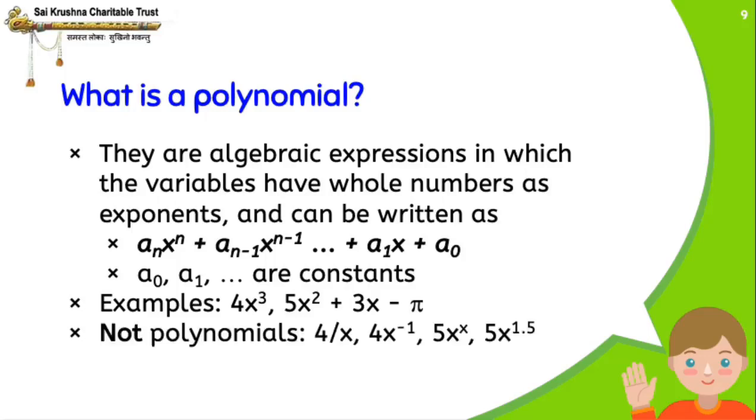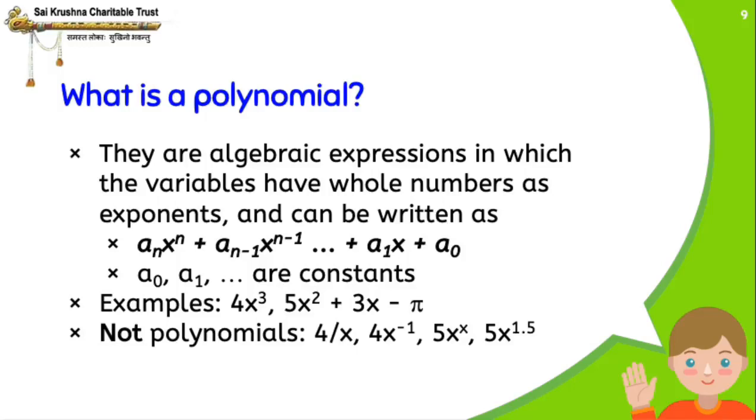I have 4 divided by x. So 4 divided by x is the same as saying 4x power negative 1. Negative 1 is not a non-negative integer, right? So it's not a whole number, so we will not look at this as a polynomial.